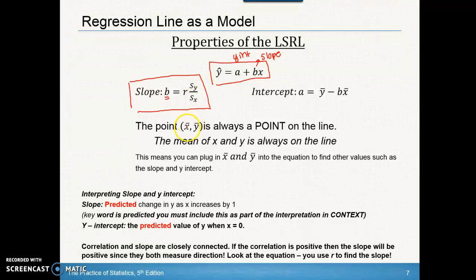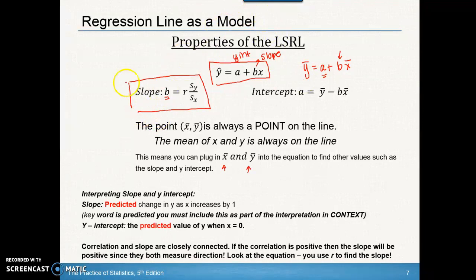The point X bar, Y bar is always a point on the line. That means you can plug X bar and Y bar into the equation to find other values, such as the slope and the Y-intercept. You could replace this with Y bar equals A plus B times X bar, and let's say you had the slope, fill in your slope and solve for your Y-intercept. So make sure you understand that.